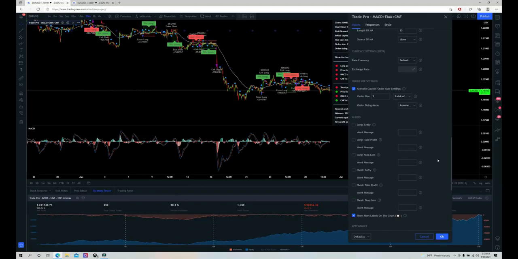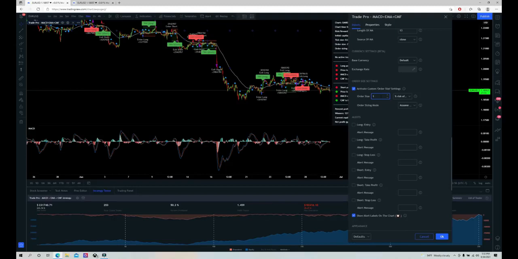The next significant thing is activating the custom order size settings, where you can tell it to risk a certain percentage of your equity per trade. So let's just say you want to have it risk 2% of your equity per trade. You would just activate custom order size settings, change this order size to 2% risk of equity. You can also do contracts or cash or percentage of equity as well, but I typically do a percent risk of equity.